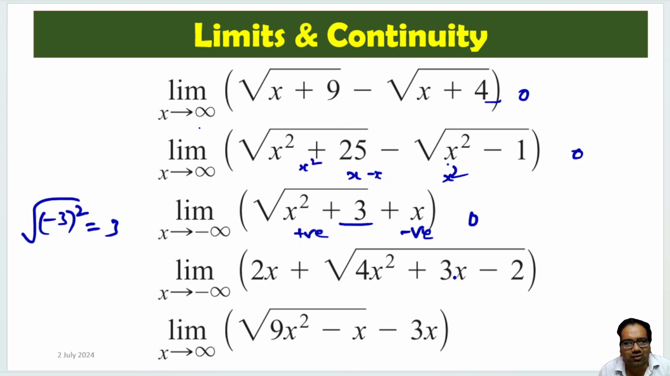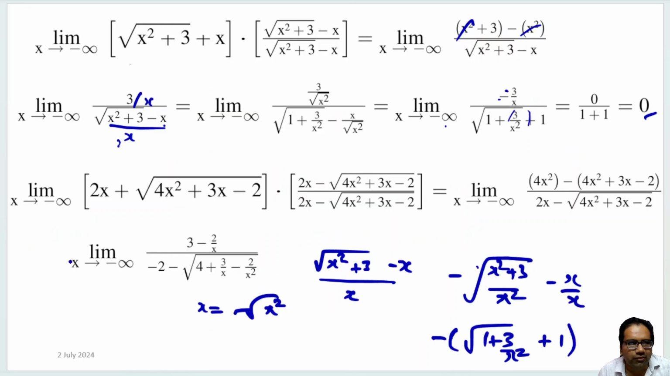Similarly, now we have x tends to minus infinity again, 2x plus under root 4x square plus 3x minus 2. Here also there is some minus infinity here and some plus infinity here. There should be some limit. Let's see what we can do. So here, let us multiply with the conjugate, 2x minus under root 4x square plus 3x minus 2. In the numerator, a plus b, a minus b gives a square minus b square, that is 4x square minus 4x square plus 3x minus 2. This and this will get cancelled. We will be left with minus 3x plus 2.